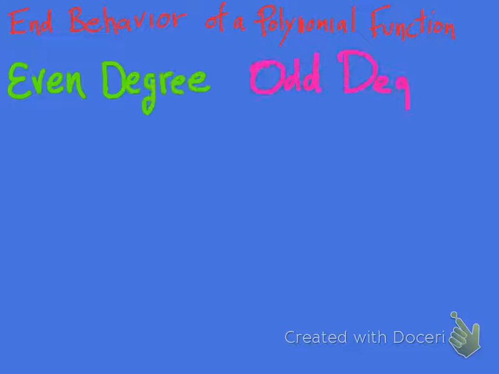All right, well, the end behavior of a polynomial function is dependent upon two things. Number one, the degree of the polynomial, if it's an even number or it's an odd number. Okay, you can kind of divide them up into those two categories.